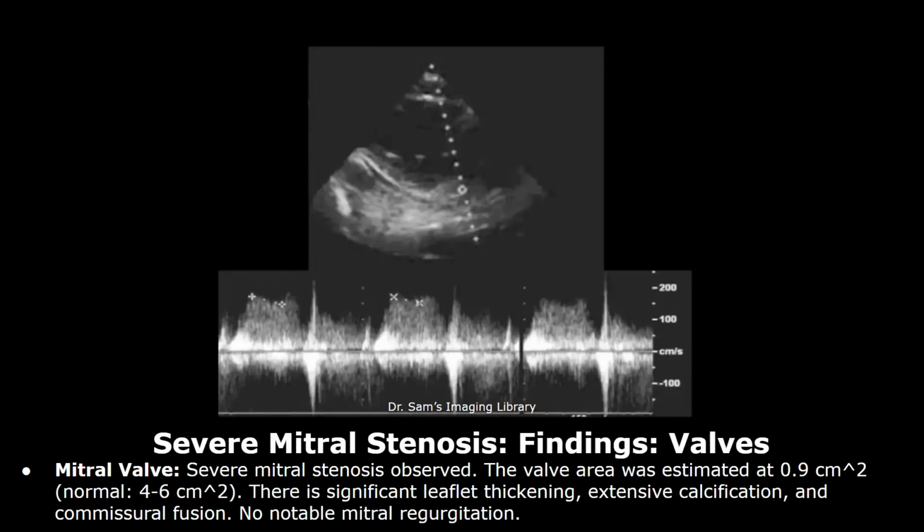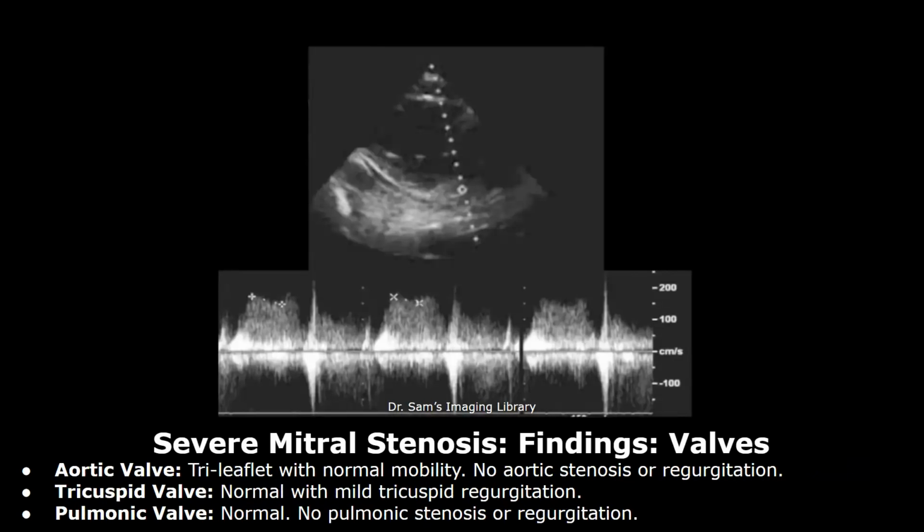These are the findings of the valves. In the mitral valve, severe mitral stenosis observed. The valve area was estimated at 0.9 centimeters squared, which is much less than the normal range. There is significant leaflet thickening, extensive calcification, and commissural fusion. No notable mitral regurgitation.